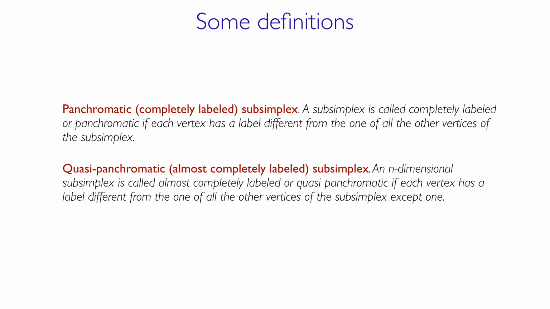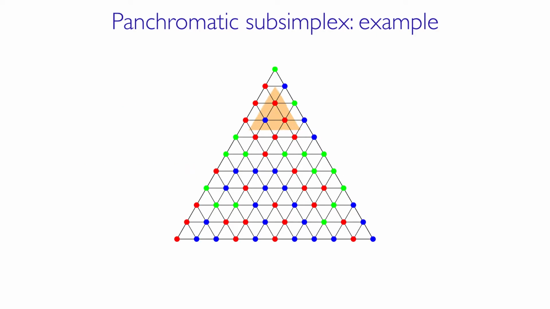We call a subsimplex quasi-panchromatic if all the vertices of the subsimplex have different colors except one. Again, since by definition a subsimplex has a number of vertices equal to the simplex, a quasi-panchromatic subsimplex has all the labels except one. Here an example of quasi-panchromatic subsimplex marked in orange, in which the green label is absent. Here instead an example in which the red label is absent.